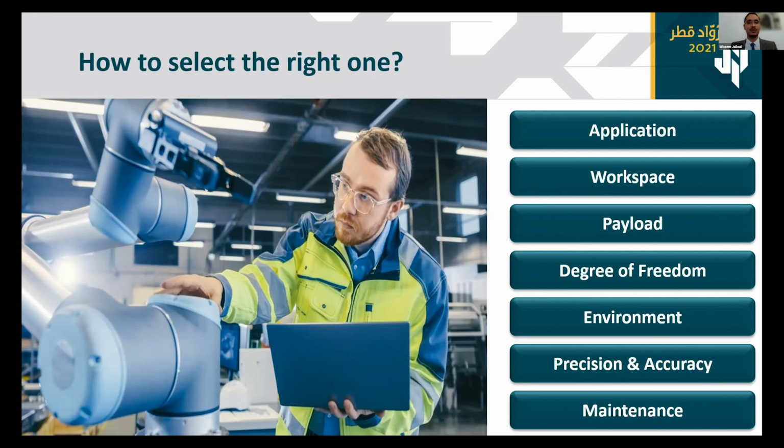Next point, precision and accuracy. How precise and how accurate is my robot going to be? Do I have nanotechnologies, or am I using this robot with a wide range of accuracy? Let's define precision. Precision is how close measured values are to each other, while accuracy is how close a measured value is to the true value. This is the difference between precision and accuracy.